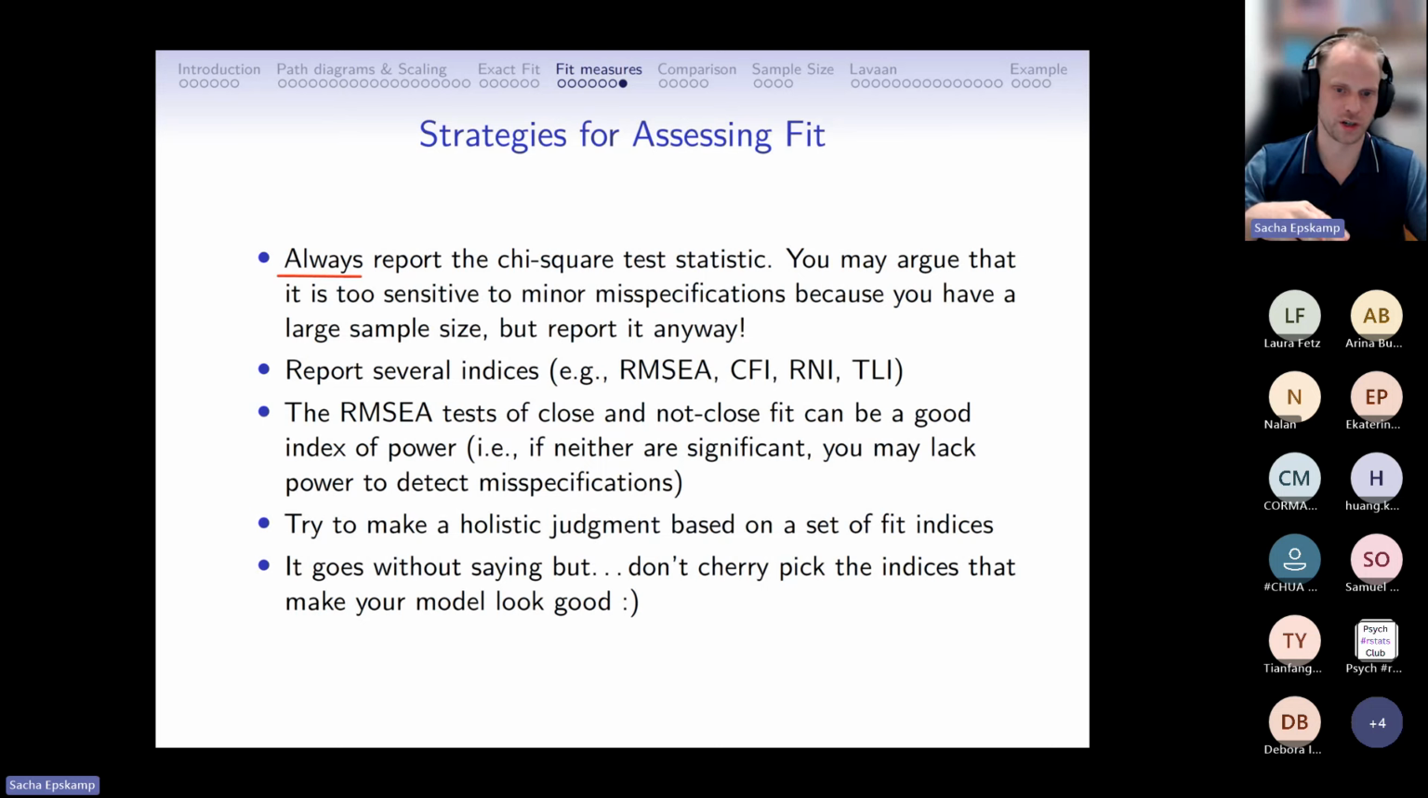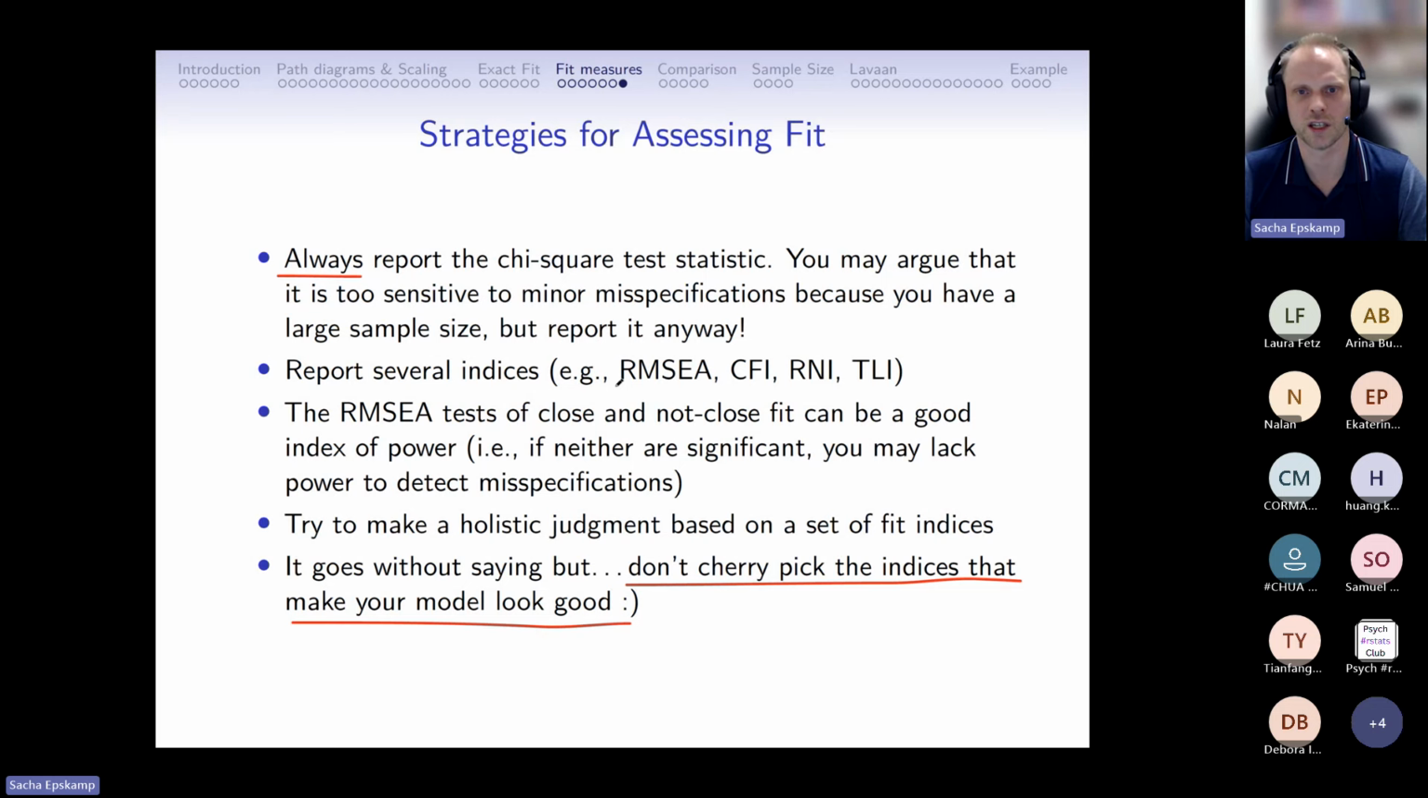You want to report several indices. Don't cherry pick the ones that make your model look good, right? You can report as many as you want, but it might be that some fit indices just work really badly in your specific setting. So if you have one that is really bad, maybe you want to look up if it's actually worth reporting or not. It might just be that that one is not actually intended to fit well in a particular setting. That could happen. So report several, but I would usually at least report RMSEA, CFI, RNI, TLI, for example. This I did not talk about, but it's something you can do.